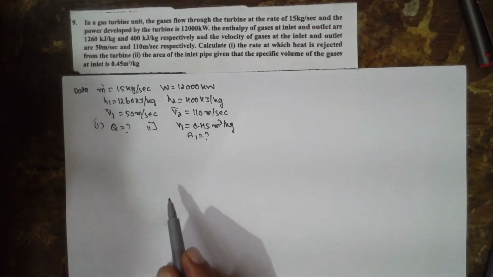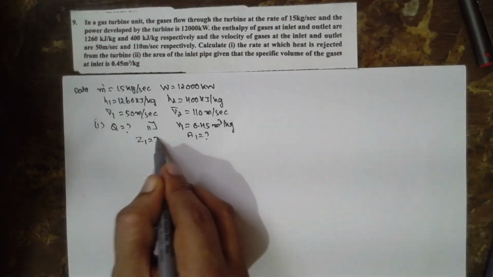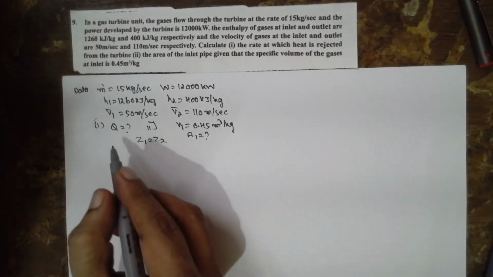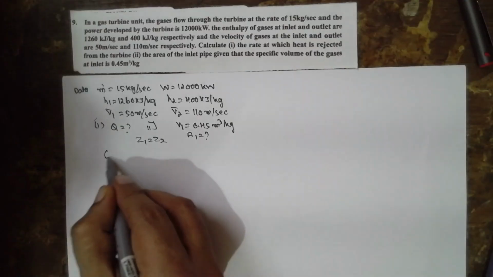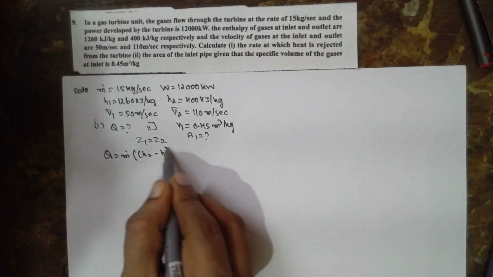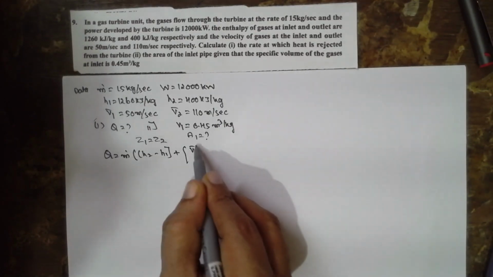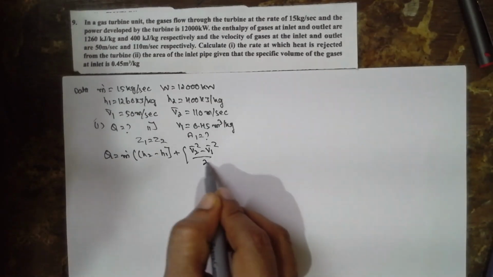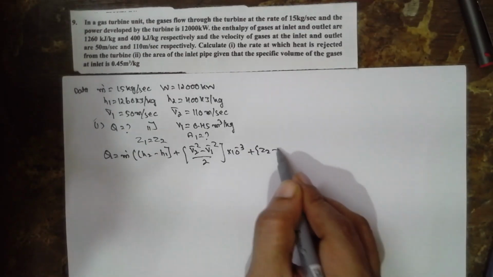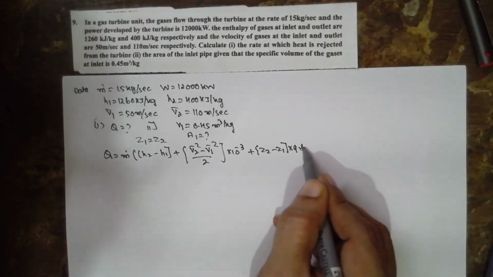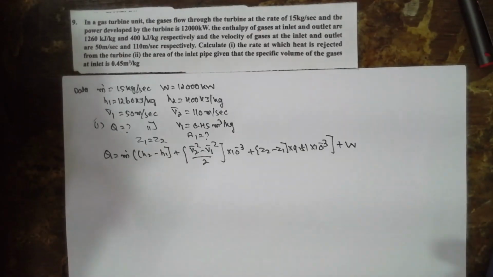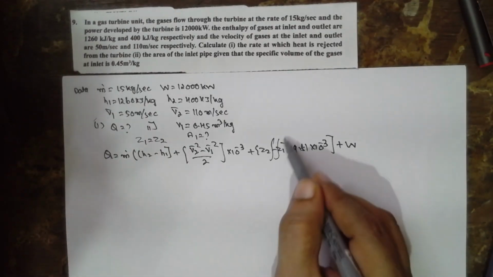Z1 and Z2 are not mentioned, therefore Z1 is equal to Z2. Now substitute in the values. You know how to find out the Q value. Q is equal to m dot into H2 minus H1 plus V2 square minus V1 square divided by 2 into 10 raised to minus 3, plus Z2 minus Z1 into 9.81 into 10 raised to minus 3, close the bracket, plus W. Here W becomes 0.